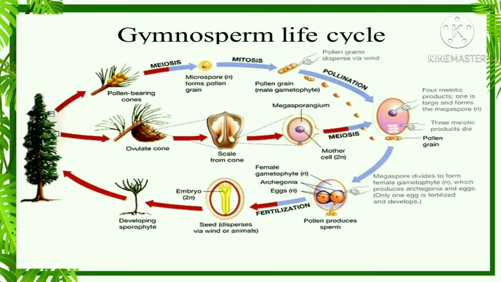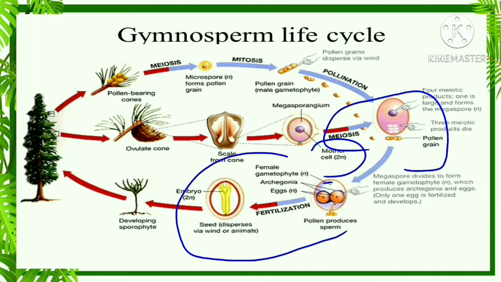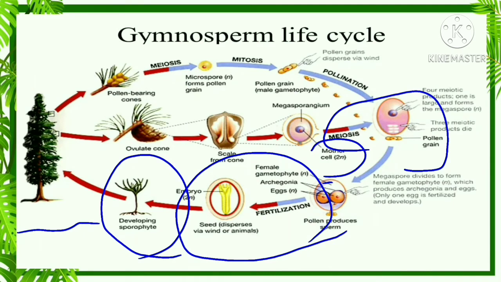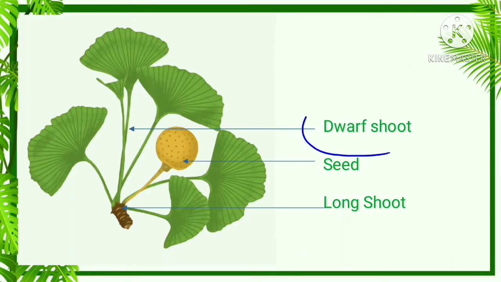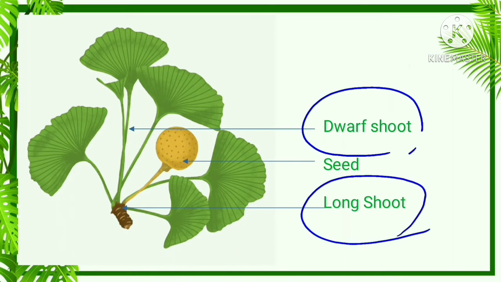So this megaspore mother cell, which is diploid, undergoes reduction division to form a megaspore, which divides and differentiates to form a female gametophyte. This female gametophyte produces archegonia and eggs. After fertilization, it develops into a diploid embryo, which develops and differentiates into a diploid sporophytic plant. In many cases there are two types of shoots in gymnosperms: the shoots of limited growth or dwarf shoot and the shoot of unlimited growth or long shoot.